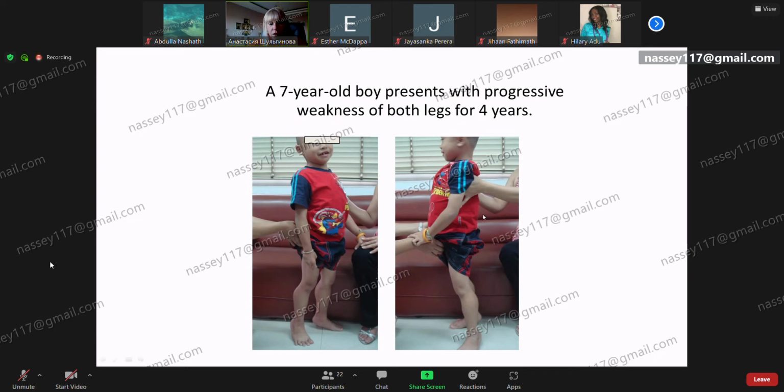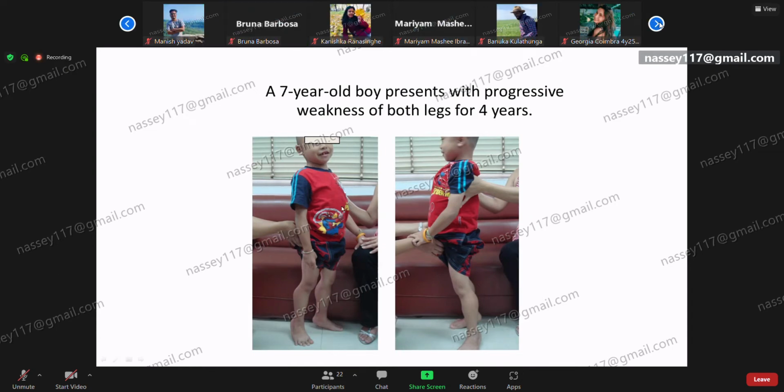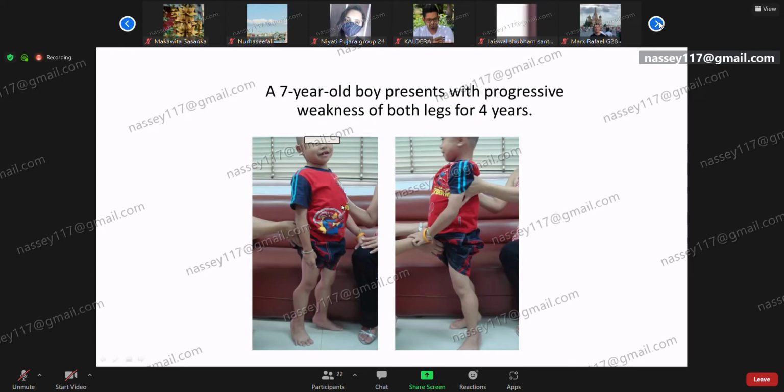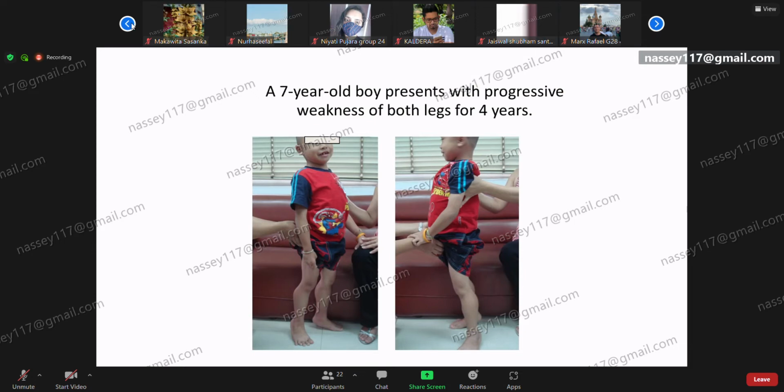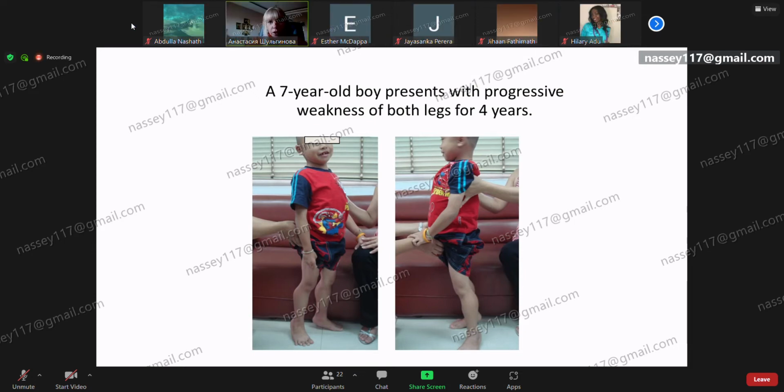Why am I saying DMD in 100%? Because at the age of 7 years old, only Duchenne muscular dystrophy can be seen. This is the worst variant of the muscular dystrophies and has a high speed of progression. And usually its debut can be seen at the age of 3, maximum 6.